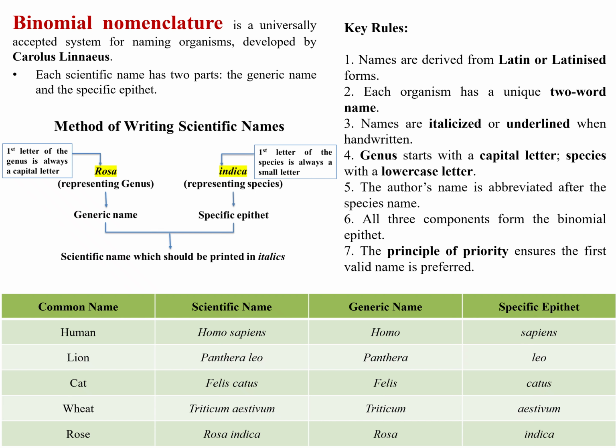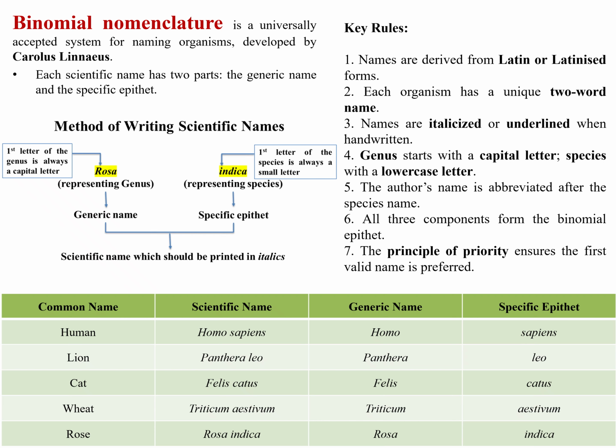So why binomial nomenclature? Imagine traveling to a new country and trying to talk about local plants or animals. Common names can often be confusing or even misleading. What's called a robin in the US is a completely different bird in Europe. This confusion ended in the 18th century thanks to the Swedish scientist Carolus Linnaeus. He introduced a naming system that gave every organism a unique, universally recognized name.